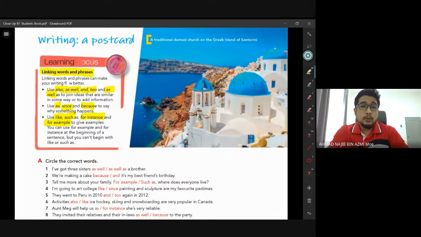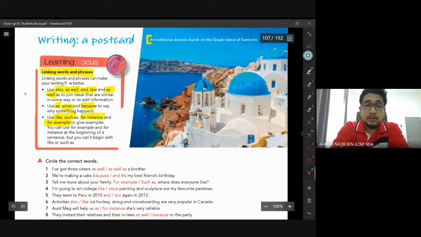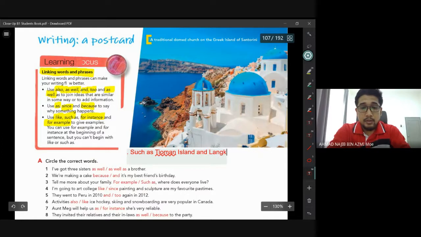One thing that you have to keep in mind when you are using for instance and for example, you can use these two only at the beginning of the sentence, but you cannot begin with like or such as, which I see a lot of students doing. Dia nak mulakan ayat tu, dia gunakan such as terus. Dia dah tulis ayat sebelum tu, sudah titik. And then they begin with such as Tioman Island, macam tu, and Langkawi. So you cannot begin your sentence with such as, but you can begin with for instance and for example. Like and such as are only used in the middle.